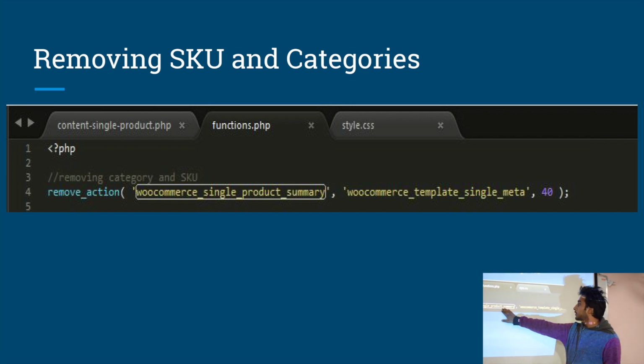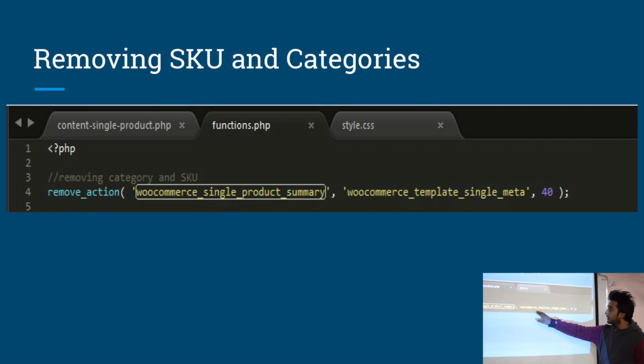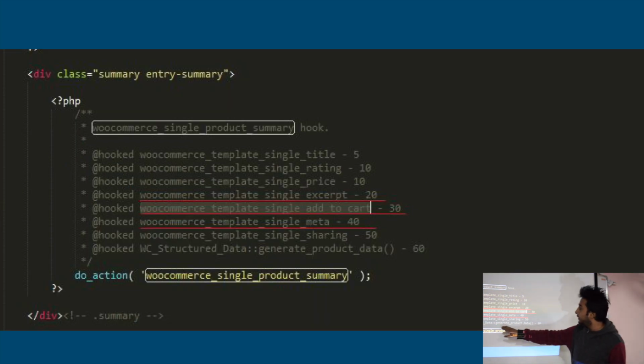This function will call a hook, woocommerce_template_single_meta, which I have shown you before. Here is where it is. This is the hook, and this function is going to call it. And how do you know which hook is associated with which function? It is given inside this page. You can search for that.